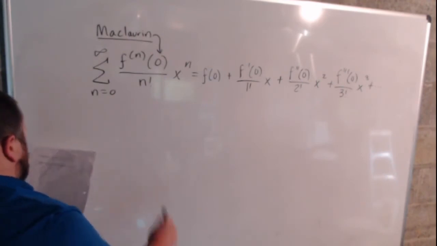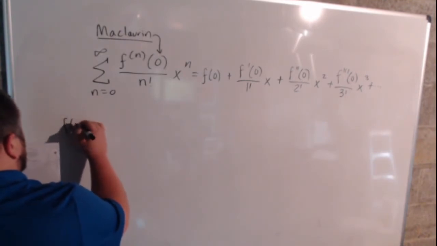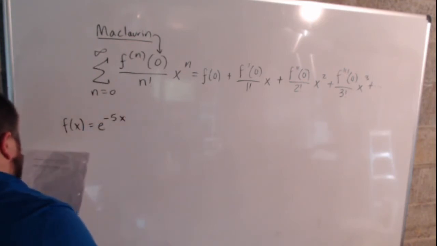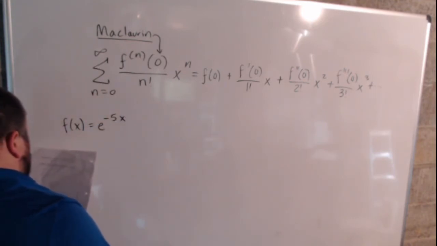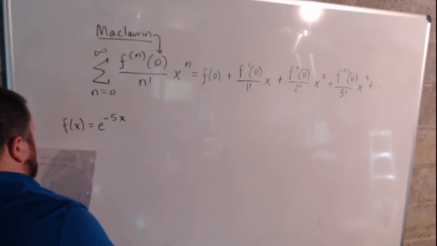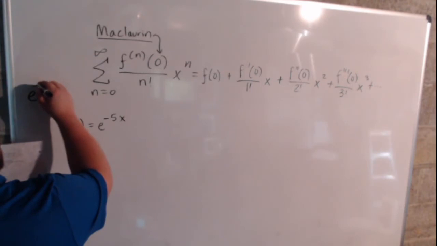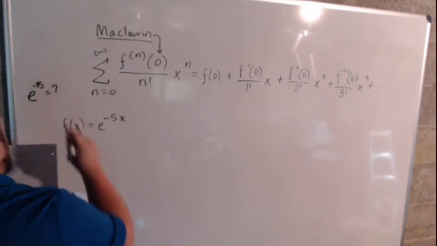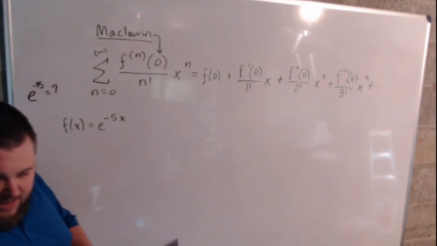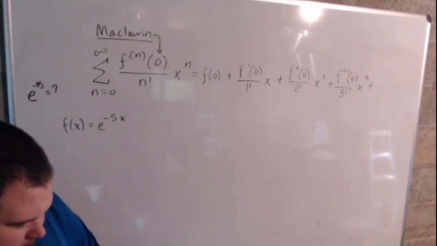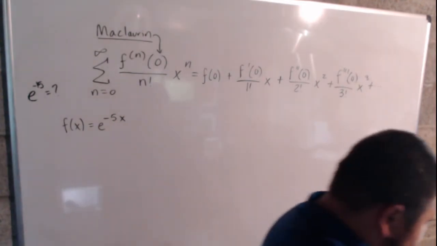Now the problem here says you're given f of x, which is equal to e to the minus 5x. Please use the first 20 terms to approximate e to the minus 15. So we want to know what's e to the minus 15, and we want to do a power series using the Maclaurin. So let's take a look at that.